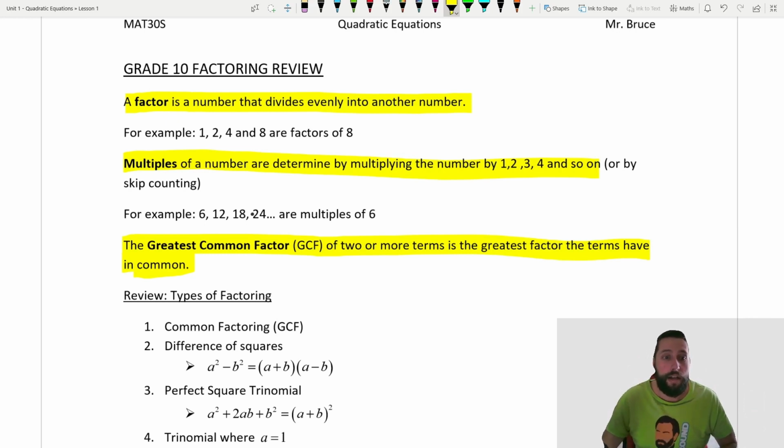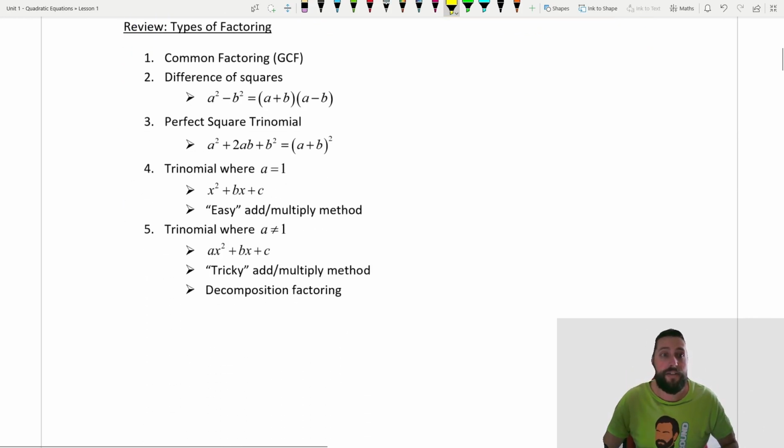Okay, so we're going to review the different types of factoring. So we have one being your greatest common factor, or your GCF. You have your difference of squares. So that's given as a squared minus b squared, so you can split that up into two different terms. That's a plus b multiplied by a minus b.